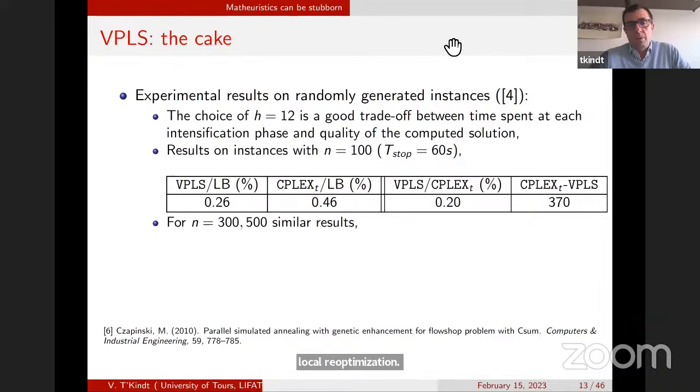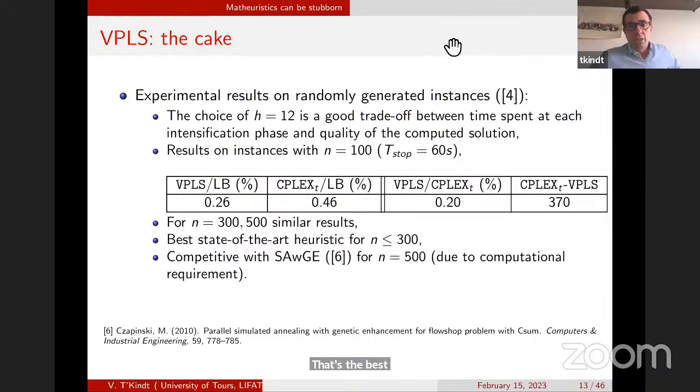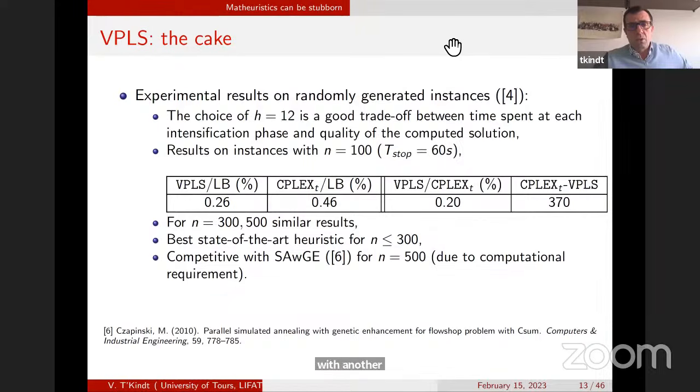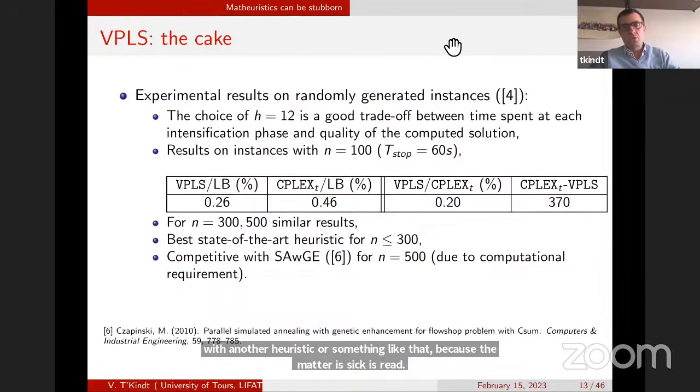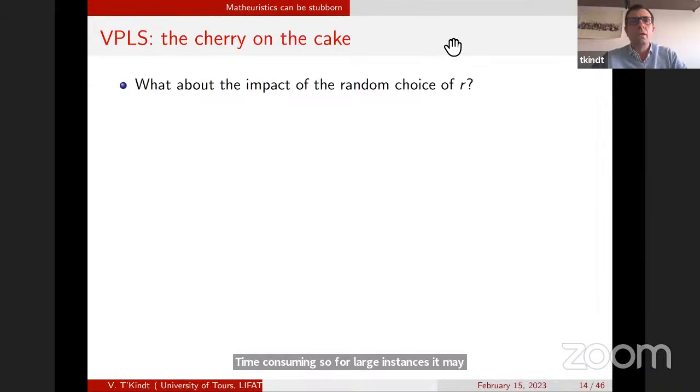And you have similar results for higher size problems. And in fact, for instances with less than 300 jobs, that's the best state-of-the-art heuristic for this problem so far. And it's competitive for higher size problems with another heuristic called SOJ, or something like that, because the Matheuristic is really time consuming. So for large instances, a faster heuristic may become more competitive.